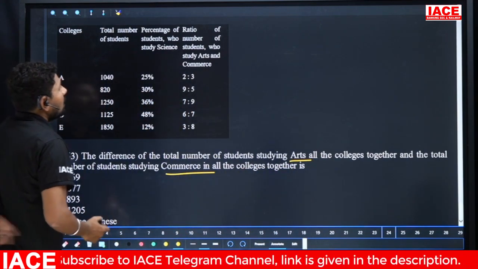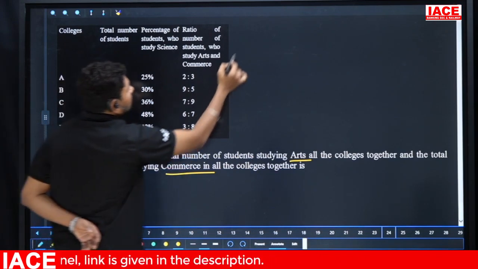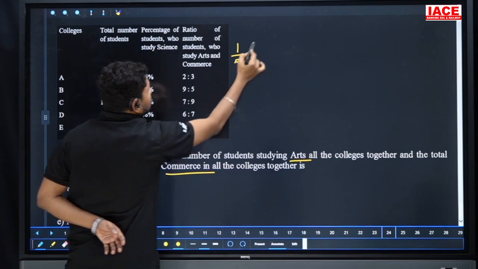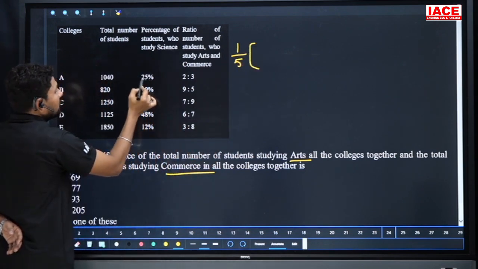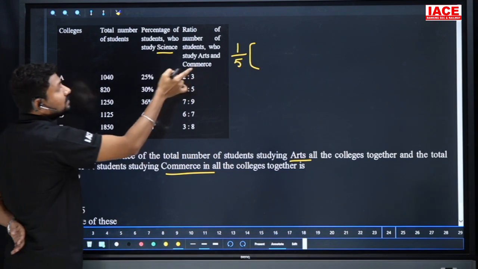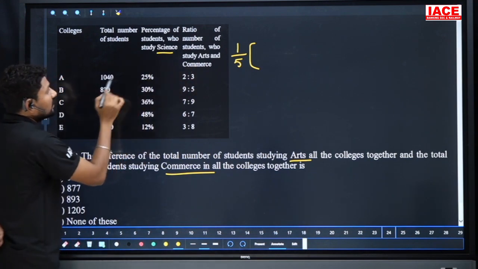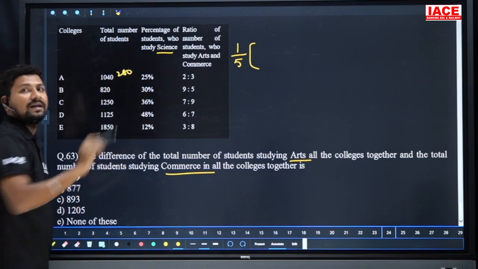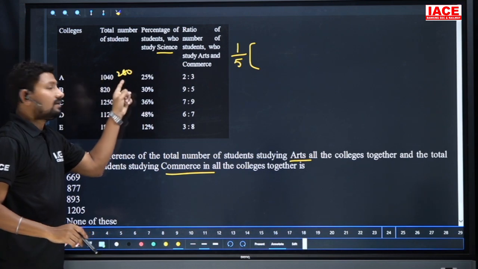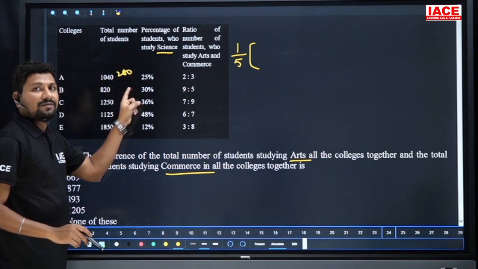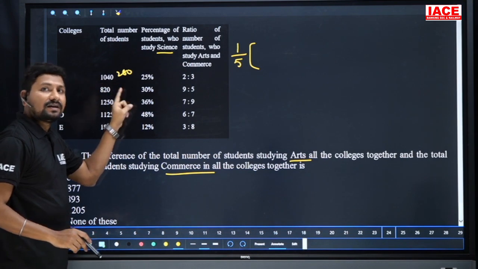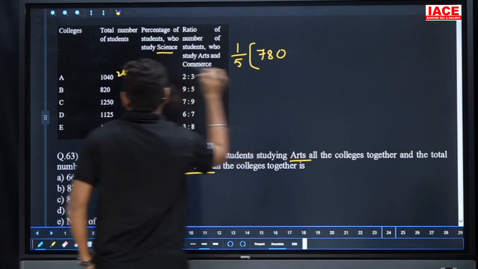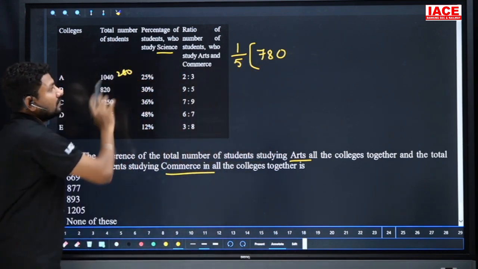Okay, so arts to commerce, 2 to 3, how many parts gap? One part gap, 1 by 5. 2 to 3, how many parts gap? One part, and 2 plus 3 total is how many parts? 1 by 5. In this, 25% is science, which means the remaining belongs to arts and commerce. 75% is required. 25% value is 260. The 260 is removed from the 1040, you will get the remaining value. So for example in 1000, 250 will be removed, you will get 750. 750 plus 40, 790. 790 minus 10, it belongs to 780. Okay, so 780 plus 260 is equal to overall 1040 again.